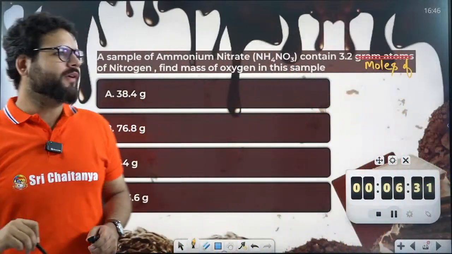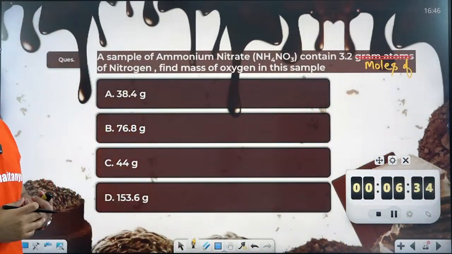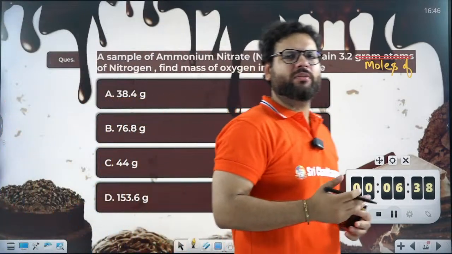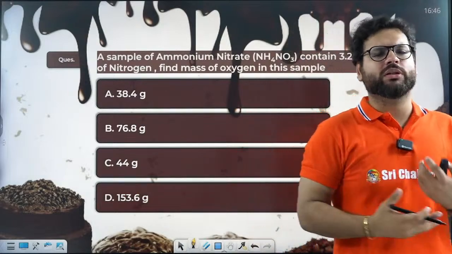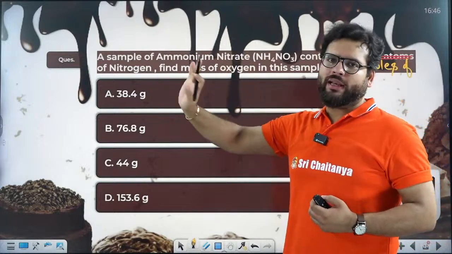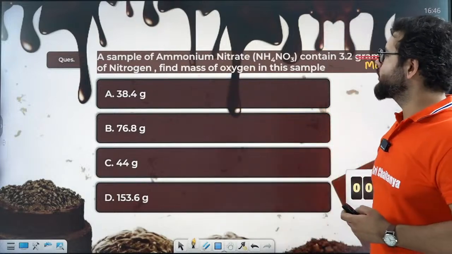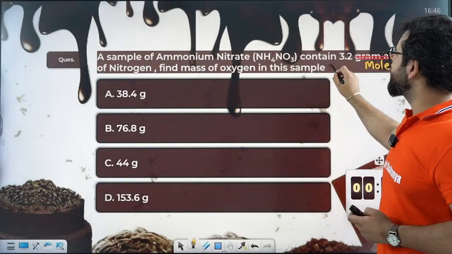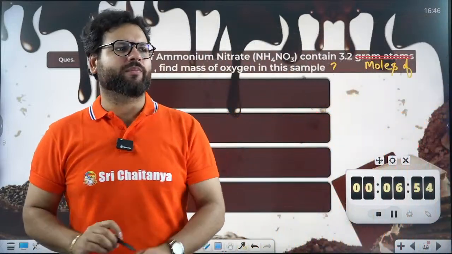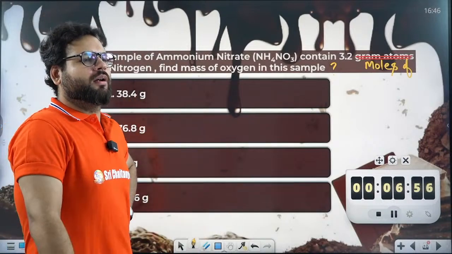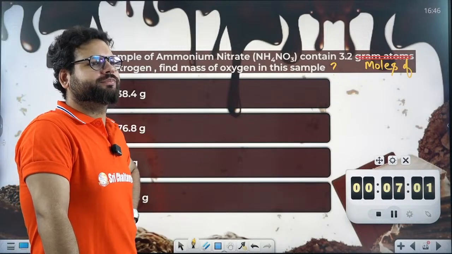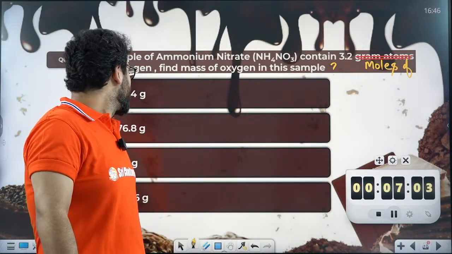A sample of ammonium nitrate NH4NO3 contains 3.2 gram atoms. I had mentioned, but I told you gram atoms are nothing but moles. It contains 3.2 moles of nitrogen, N. What is the mass of oxygen in this sample? Don't apply the formula if you are getting confused. Do it by unitary method.